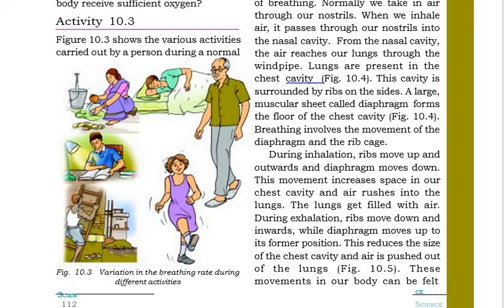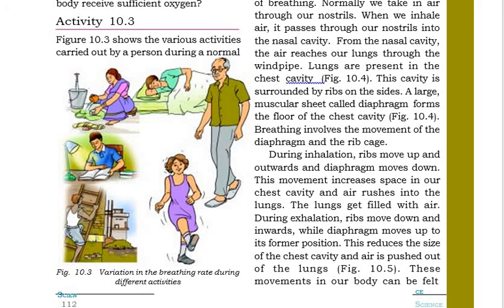So this muscular sheet called the diaphragm forms the floor of the chest cavity. When we relax, the diaphragm goes downwards and the chest cavity is enlarged. And when the diaphragm comes upwards, the chest cavity size decreases. So when we breathe in, maximum space is available, so the lungs can enlarge in the chest cavity. So more and more air enters through the windpipe into the lungs.